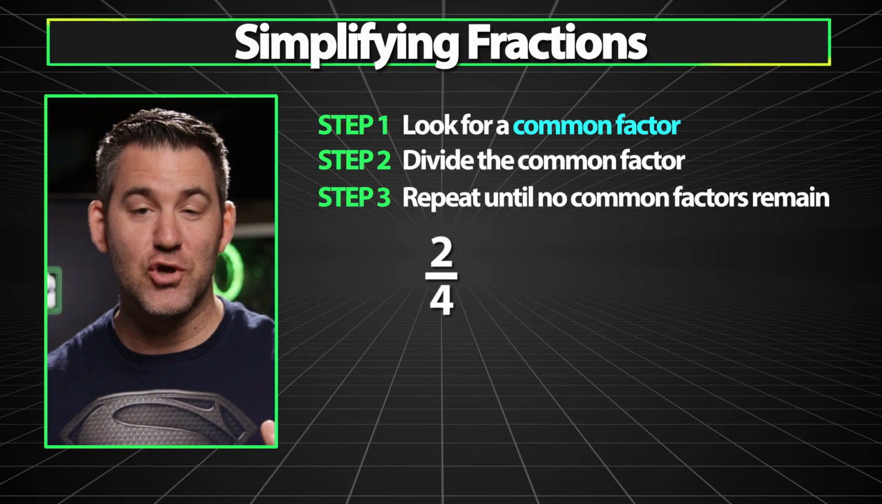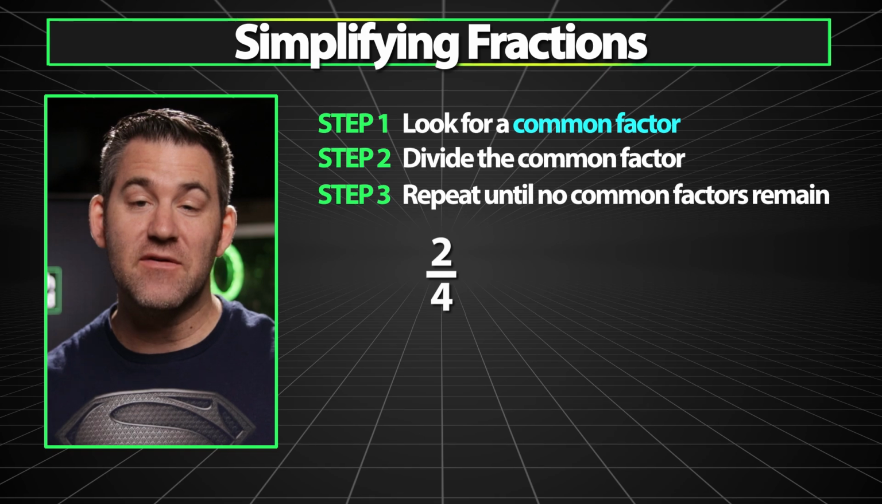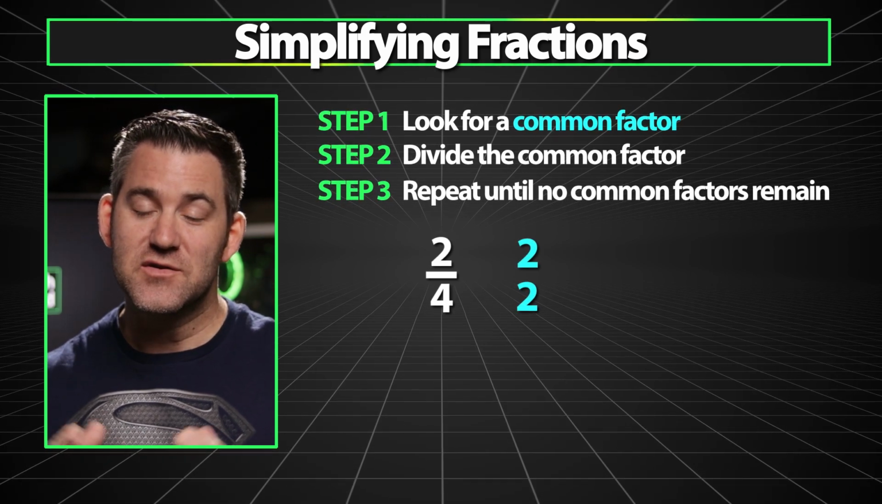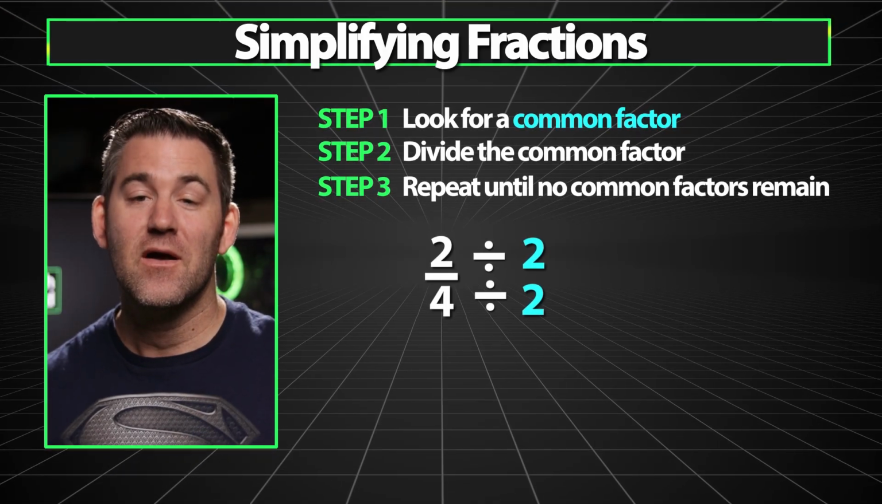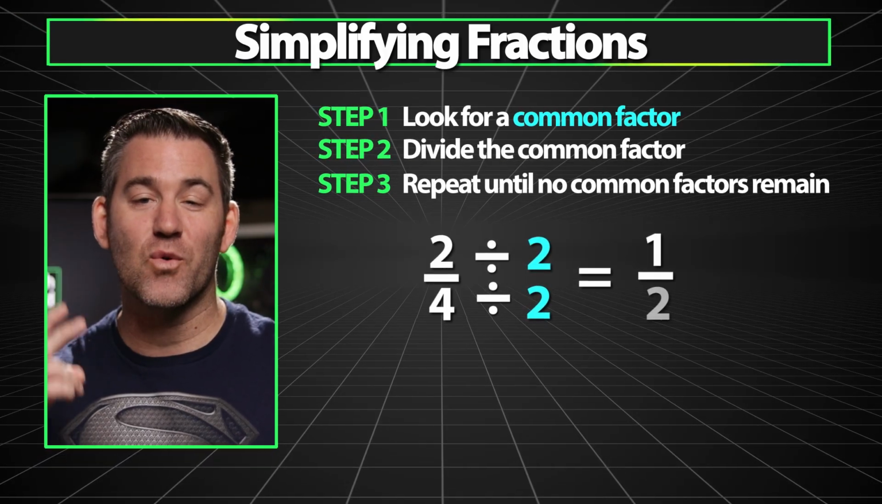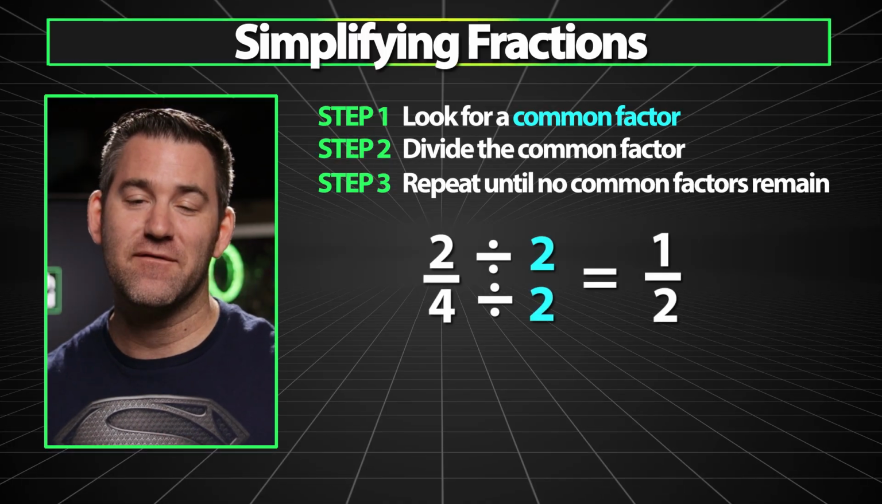Here we have 2 out of 4. Well, notice that both of these numbers are even, which means they share a common factor of 2. So let's divide both the numerator and denominator by 2. Well, 2 goes into 2 once, and 2 goes into 4 twice. So 2 out of 4 simplifies to 1/2.